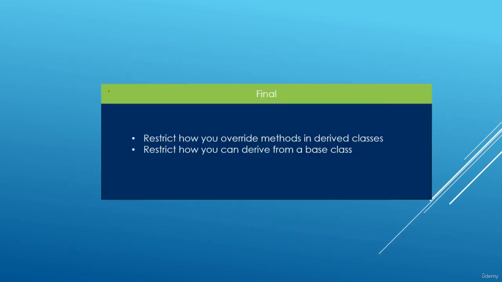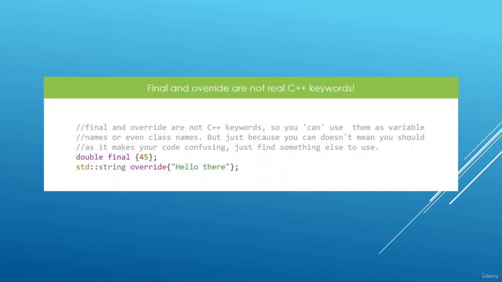We saw that we could use the final keyword to restrict how people override methods in derived classes, or restrict how you can derive from base classes. This is something you can do if it makes sense for your C++ application. We saw that final and override are not real C++ keywords. We saw that we could do something as crazy as this, but just because you can do this doesn't mean you should, because it is really going to make your code confusing, so don't do this.